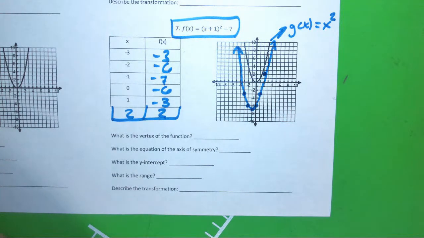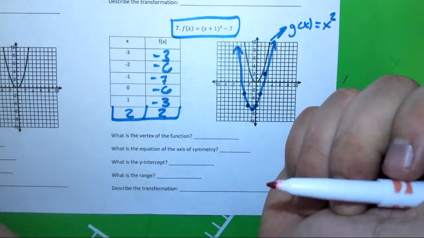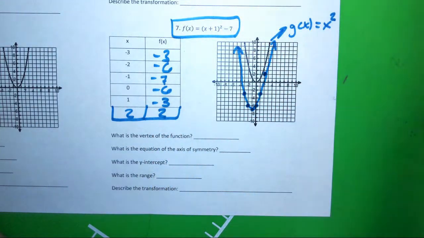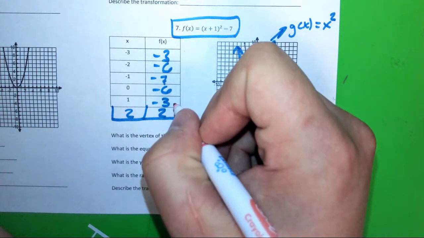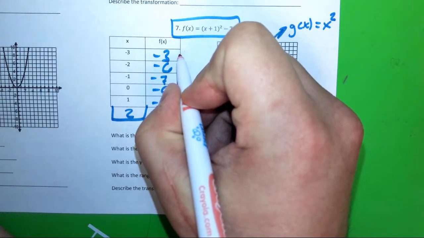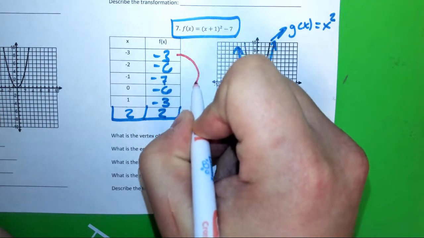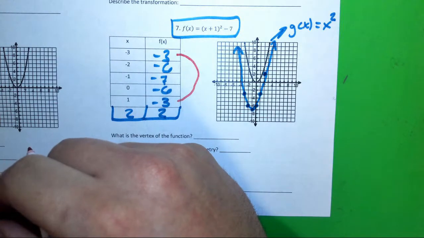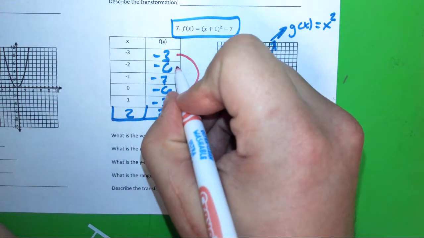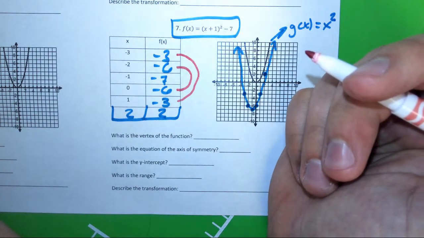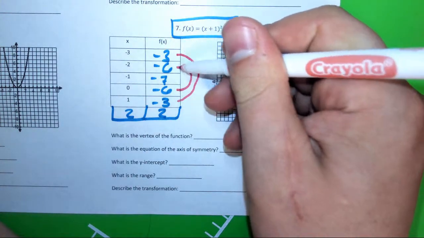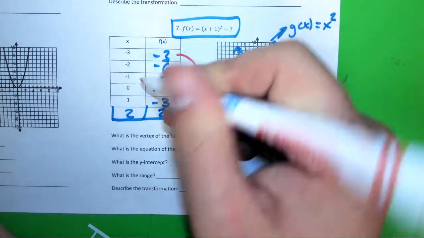I tell my students that when I see a table that I know is a quadratic, a parabola, I want to see that rainbow. What do I mean by the rainbow? I'm looking for y's that are the same. If I have a negative 3 right here, I want to make a rainbow with the other negative 3 right there. I've got a negative 6 here and also a negative 6 here, so that makes another leg of the rainbow.